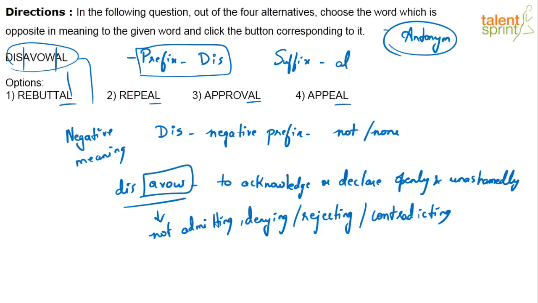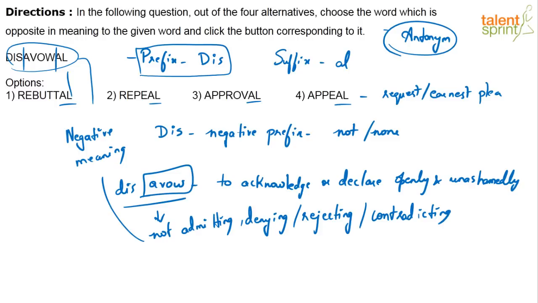Repeal, what's repeal? Repeal means to reverse, revoke, recall, withdraw. So I need a positive word, right? Approval, on the other hand, is clearly in line with being a negative meaning to disavowal. Appeal again means you're requesting something. It's an earnest plea. Not a very related word given the context. So if this is a new word for you, if you can still apply the concept of the prefix, which is negative in meaning, you can still figure out what can be the answer, right?